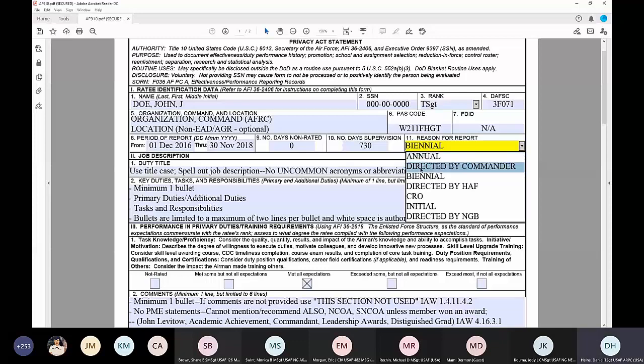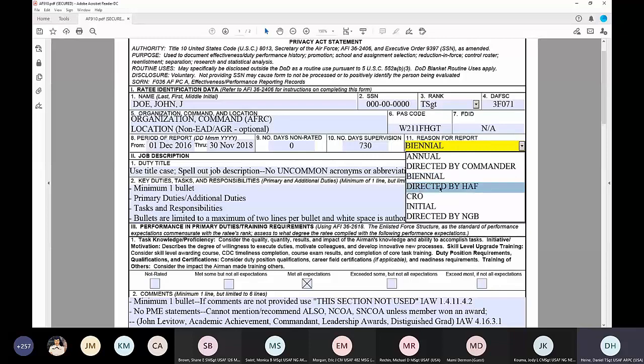We will use directed by commander if the commander wants to create a report early, only to document derogatory information. If it is a directed by commander report, there should not be any positive bullets on the report itself. It should only be the derogatory information. Biennial will be a non-EAD member ending on a SCOD. It might only be a year long because they promoted and they did not need a directed by half, certain circumstances like that. If they are non-EAD and they are ending on a SCOD, the reason for report should be biennial.